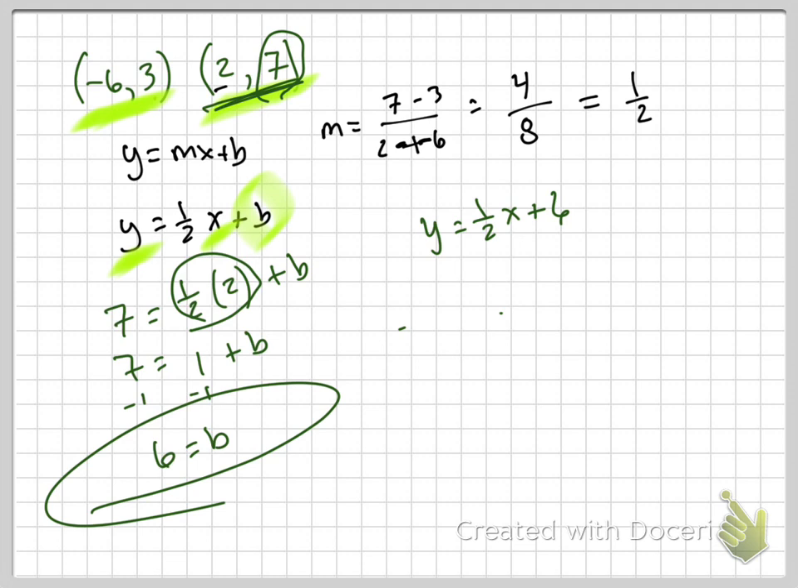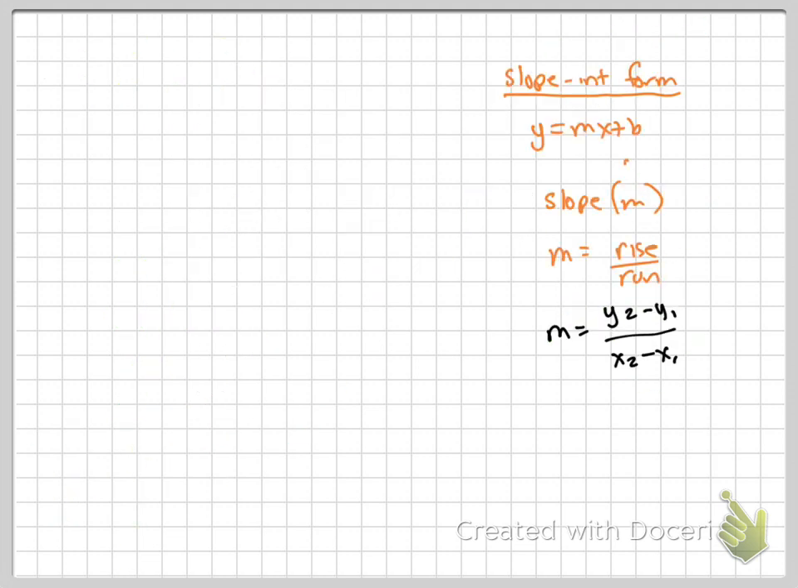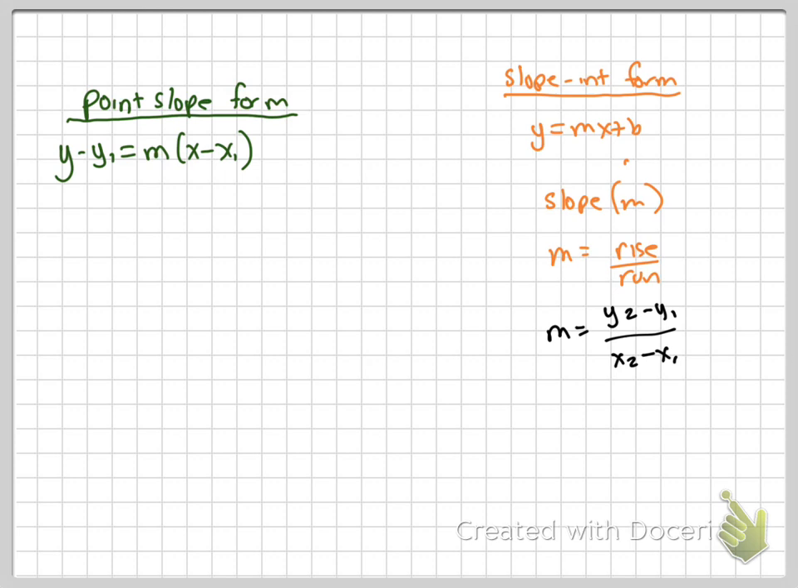Here's what I would rather you do, and there's another reason for it in just a second. We're going to talk about point slope form. And it may seem longer, but it'll pay off in advanced math later on. It is y minus y1 equals m times x minus x1.